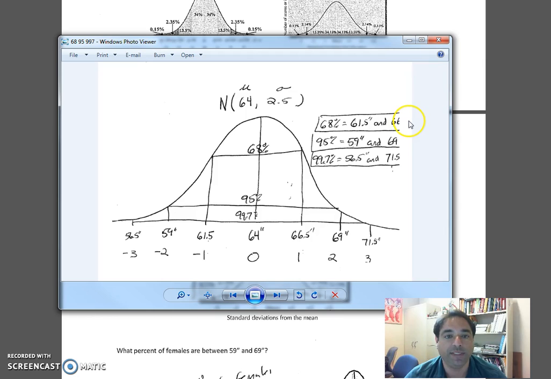68% of women will fall between 61.5 and 66.5. Subtract 2.5, add 2.5. Two standard deviations is 95% of women will fall between 59 inches and 69 inches. Subtract another 2.5, add another 2.5. 99.7% of females will fall between 56.5 inches and 71.5 inches. So this has to really make sense first before we can move on.